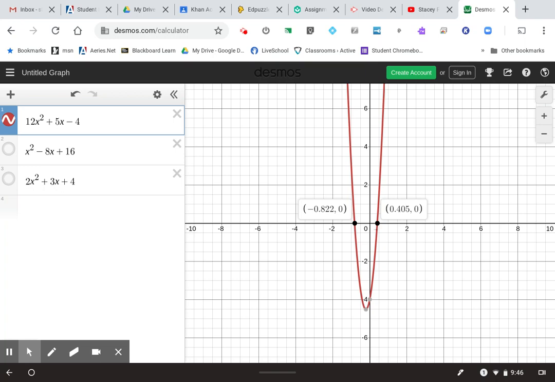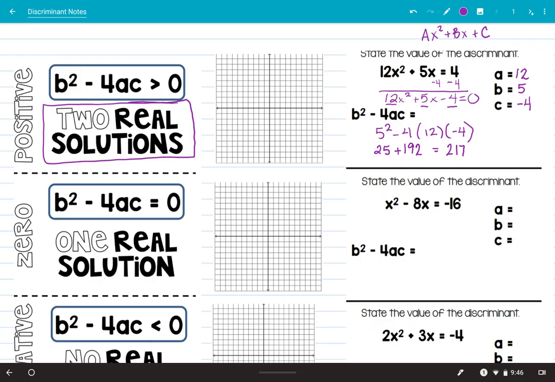If I go back, I'm going to say this is negative 1. There's 1. So this one is here, and this one's here. I'm just going to do a very generic graph. We know it's going to come up and over. It's going to hit the x-axis 2 times. That's why we know there are 2 real solutions.